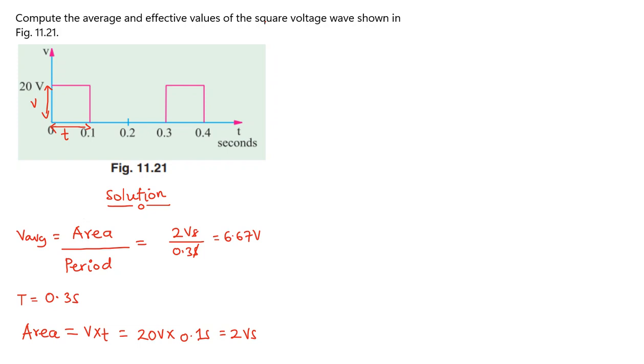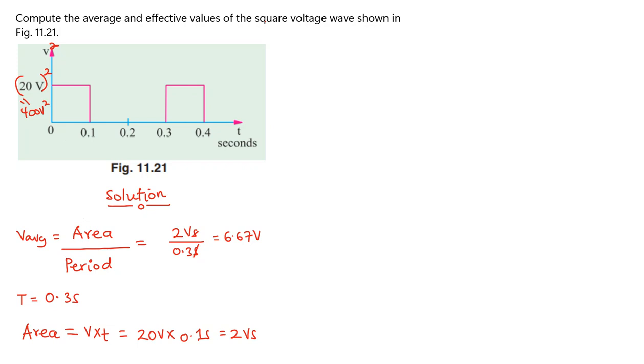Now let's look at how we're going to find the effective value, or the root mean squared value. For the root mean squared value, we are going to find the area under the squared cycle. To do this, you are going to square all the voltage values. So instead of just V here, you are going to have V squared. Instead of 20 volts, you have 20 volts squared, which gives us 400 volts squared.